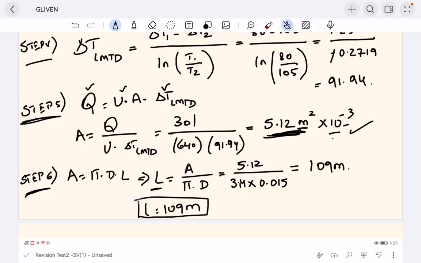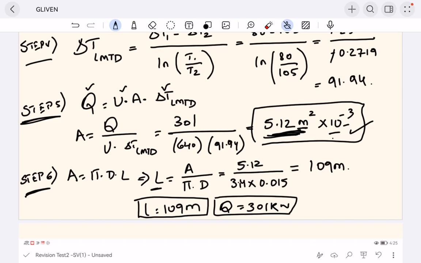That's the answer. That's the required length for the heat exchanger to transfer 301 kilowatts of heat between the hot and the cold water. That's the length that is required. I hope that was clear. So follow this method and please check this answer. You should also get 5.12 times 10 to the power minus 3, and the length will be again 109 times 10 to the power minus 3. So pretty much 10 to the power minus 3 is missing in the slide, so that's a typo, right?